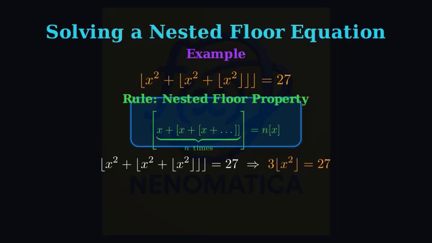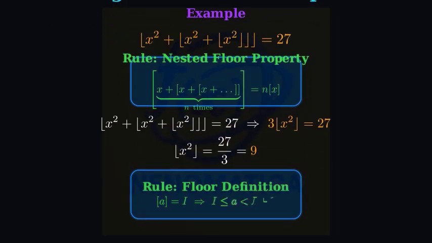Step 2. Solve for the floor of x squared by dividing both sides by 3. That gives the floor of x squared equals 9. Step 3. Use the definition of the floor function. If the floor of a number a equals an integer I, then I is less than or equal to a, and a is strictly less than I plus 1.